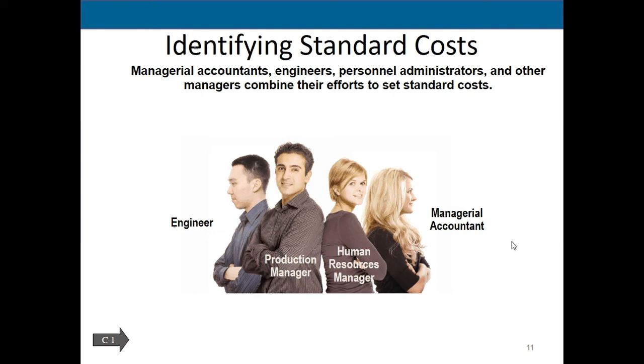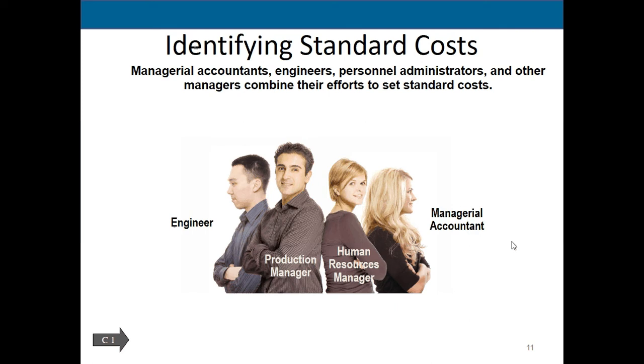It takes a lot of people to do this. I mean, 4 is not a lot, but in bigger organizations it's going to be a lot more than 4. But you'll see that these 4 people, as a sampling of the ones who bring this together, are all from different areas of the organization. We have the engineer, the production manager, human resources, the managerial accountant. These people need to come together to set these standard costs and to do it realistically.